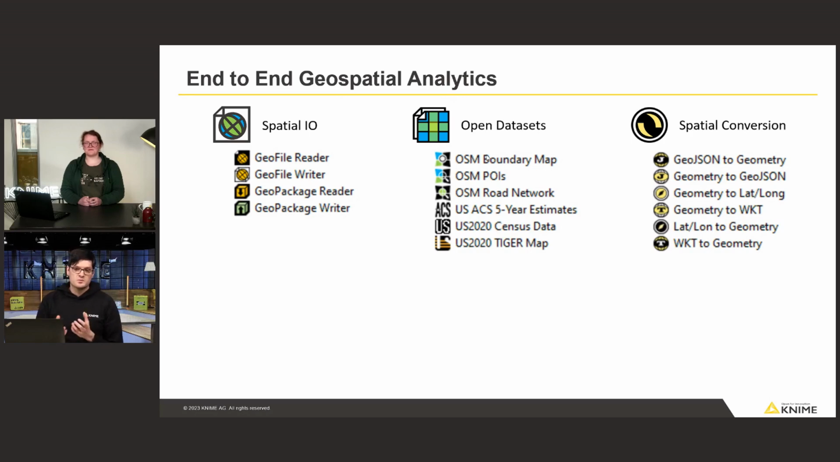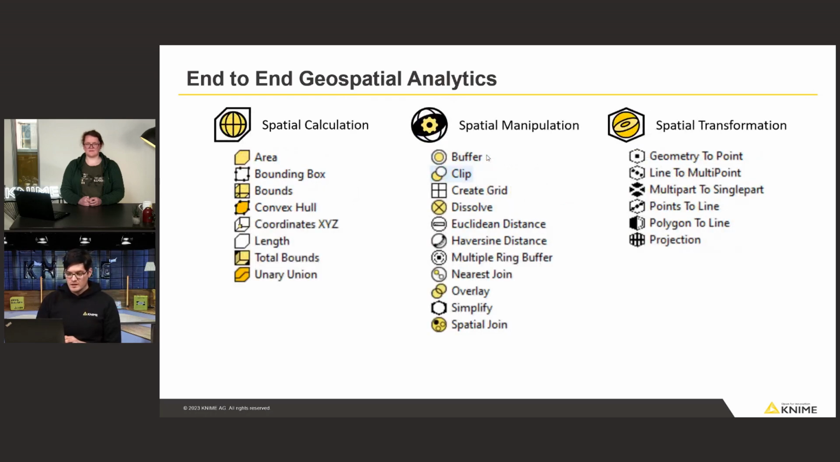And then, of course, we support converting between the new efficient geospatial type in KNIME and all the other standard types like well-known text, well-known binary, and so on. We also have a lot of calculation, manipulation, and transformation nodes. They allow you to work with these geospatial shapes, like computing the area, for example, computing distances, and also changing between different projections, which is very important in geospatial analysis.